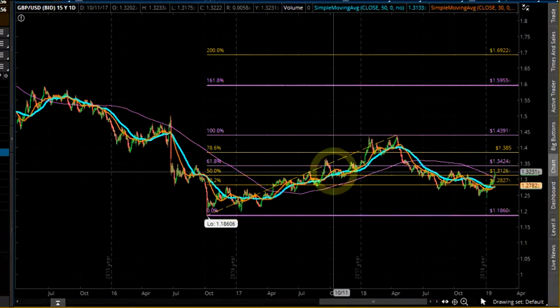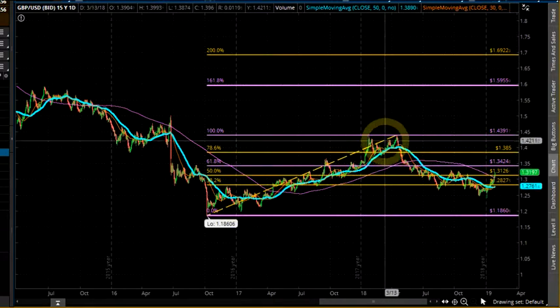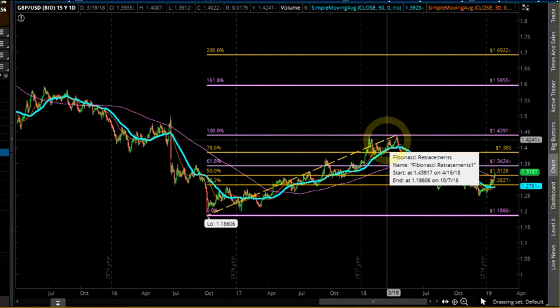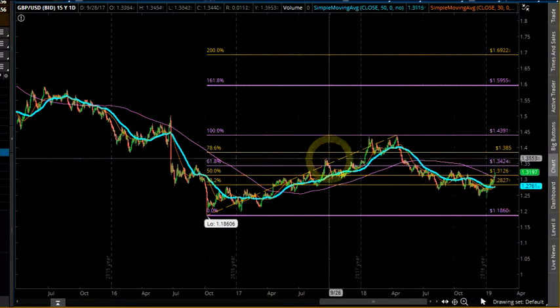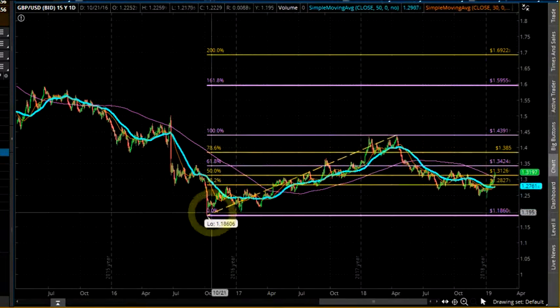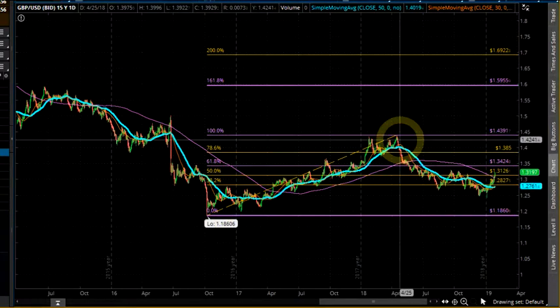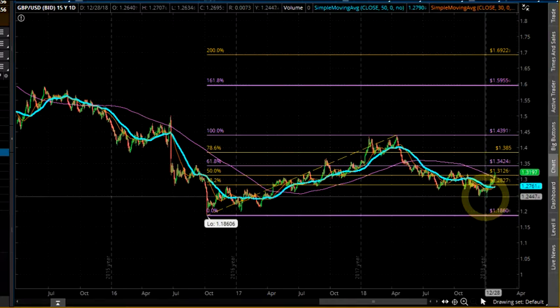So let's just talk about the news. The news is, oh, this whole Brexit thing is awful for Great Britain. You know, it's going to cost their economy 0.6% of GDP, and it's just negative, negative, negative. But what do we have here? We have a low. We've got a high, and we've got what looks like a higher low.